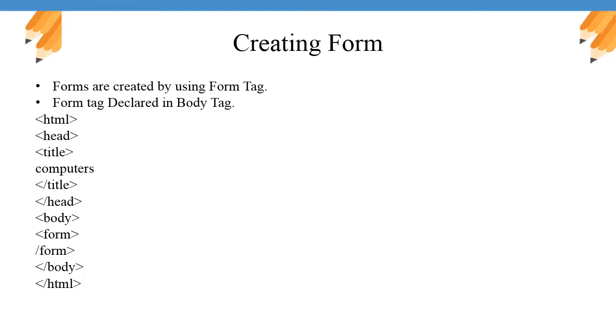So this is a simple example for creating forms. In this example, only two tags are presented. First we write the HTML tag, which contains the starting tag and the ending tag. In this HTML tag, two sections are presented: the head section and the body section. In the head section, the title tag is presented. The title tag is used for creating the web page title and the body tag is used for creating the text. In this body tag, we mention the form tag. With the help of this form tag, we are creating the document that contains the text boxes.